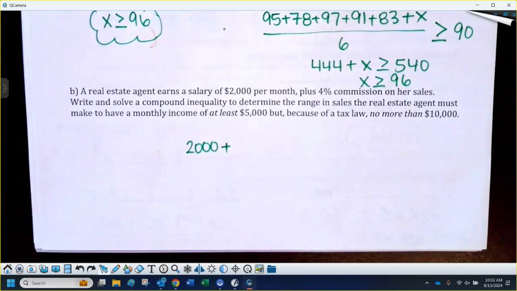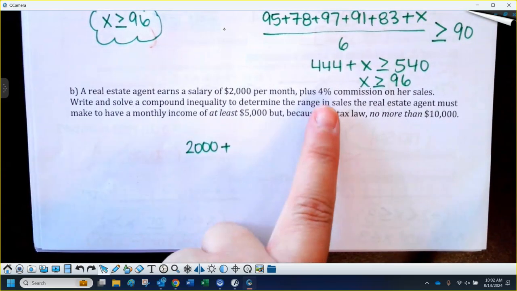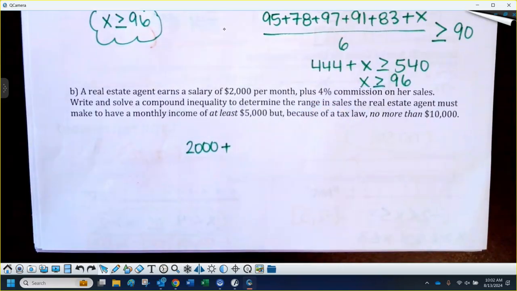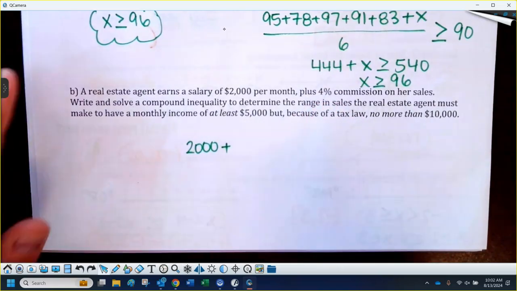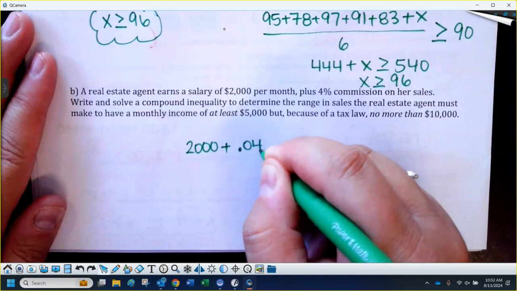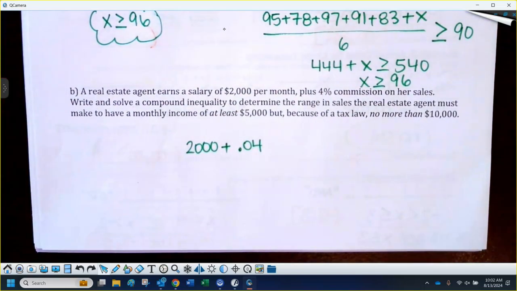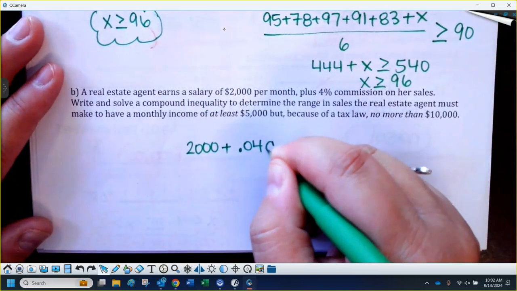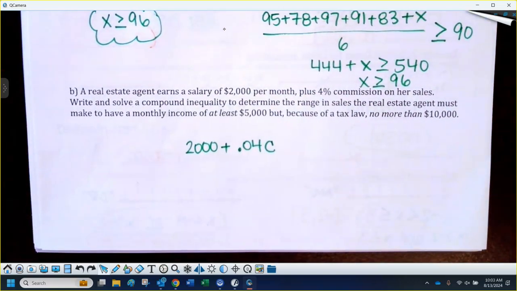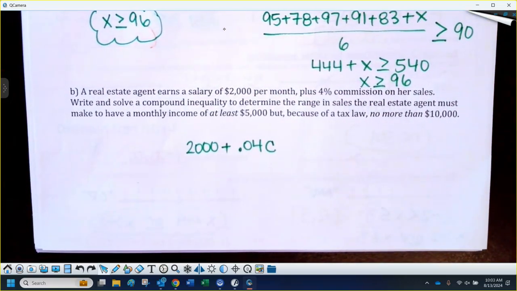Okay, so does anybody know, because I've got to write this as a decimal, how would you write 4% as a decimal? What do you think? 0.04. Okay, and you can make up whatever variable you want. I'm just going to use C to represent her commission. So whatever sales she makes in the real estate market here, we're going to multiply that by 0.04 and she'll get a percentage of that sale.